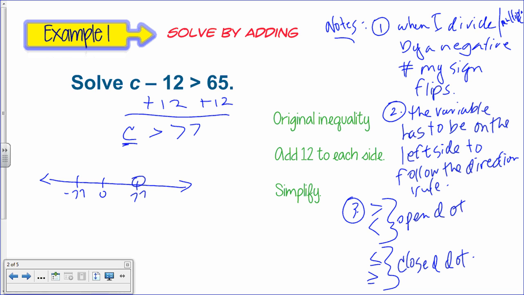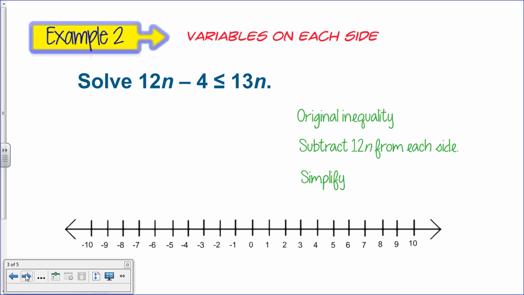Is the variable on the left-hand side? So we can graph it that way. All that means is what? All these numbers to the right of 77 are going to be solutions for C. Does that make sense? Okay. Everybody have this? Did anybody need more time? Write this one down.